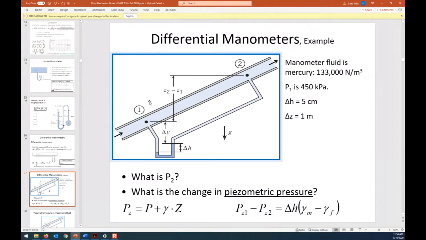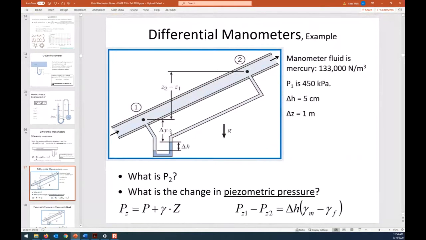So where we can apply the hydrostatic equation is down here through the differential manometer, because this differential manometer is in equilibrium. The water isn't flowing through it, it's just static. It's become stagnant because of the pressure difference between 1 and 2. If the water stopped flowing through the pipe, then this deflection would settle back down and the liquid would be even again. The deflection only exists because the water is flowing.